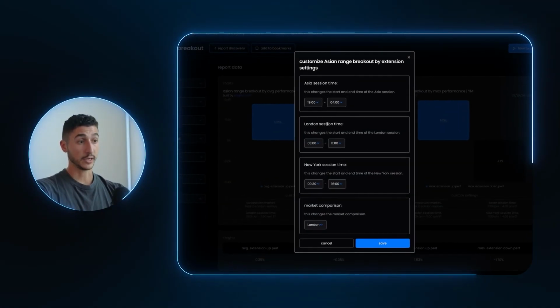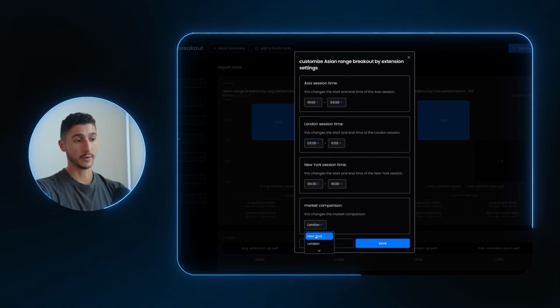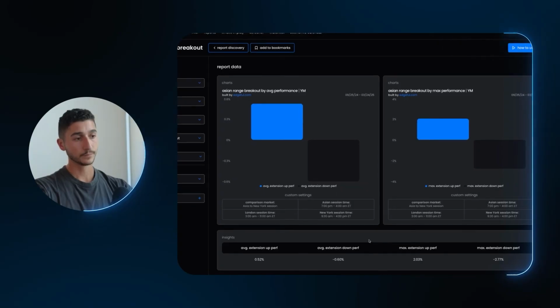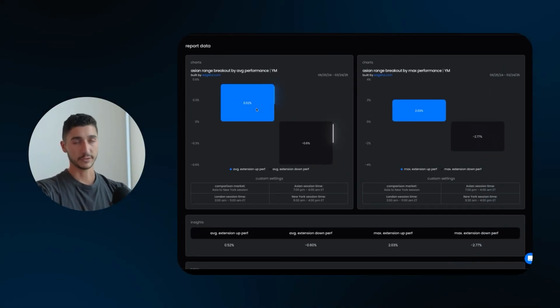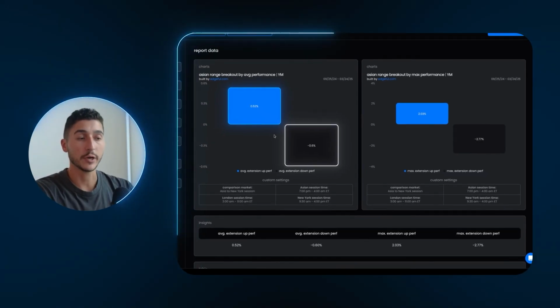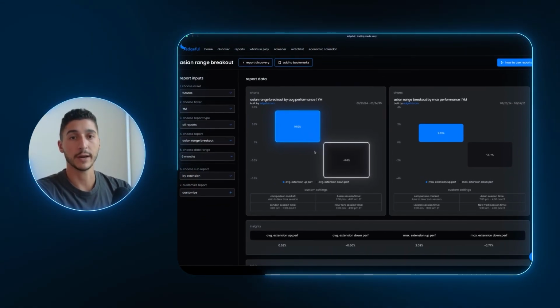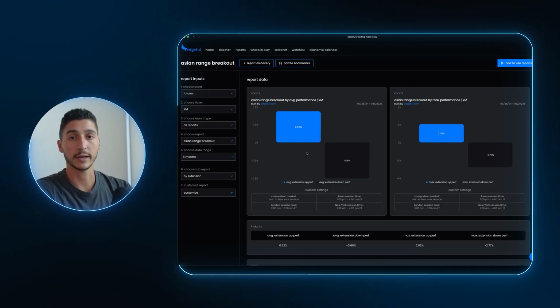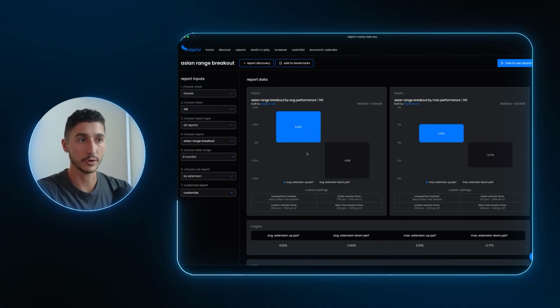Now, you can change the start and end times here. You can also go back, obviously, to the New York session, which will have a bigger extension from the Asian range. But this report will be very useful if you consider the Asian range in your trading, if you're trading London or New York.